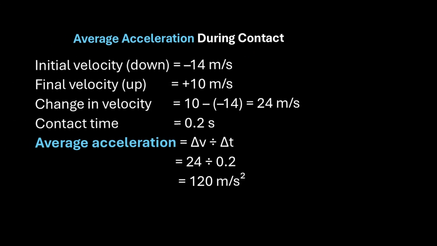And the average acceleration calculation remains the same. Now, this time again, we'll have to pick up direction for velocity. Why? Because velocity is a vector quantity, and when we square it, that explanation remains the same. So acting downwards is minus 14, going upward is 10. So 10 minus minus 14 is 24 meter per second. Contact time is 0.2, and therefore average acceleration is change in velocity by time, which is 24 meter per second by 0.2 second, which is 120 meter per second square.